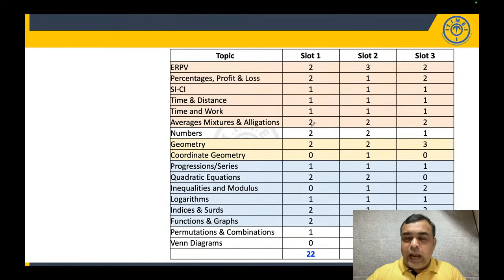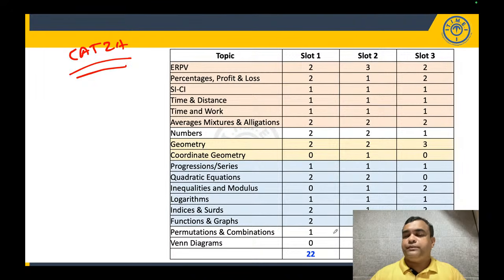Now look at this, CAT 2024. I've just given you the CAT 2024 data for maths. CAT has asked questions on all the areas of Quant. Can you check? Even coordinate geometry, you will find 1 question over here. Is that part clear?